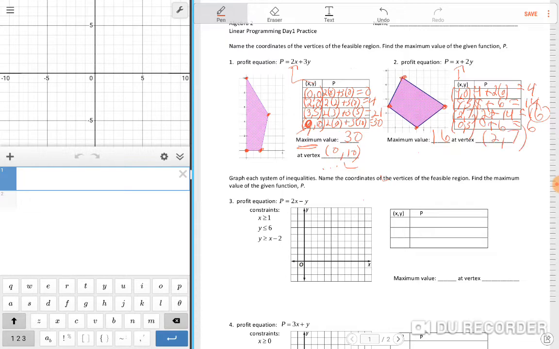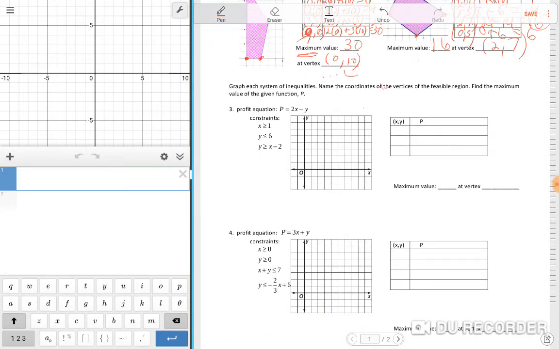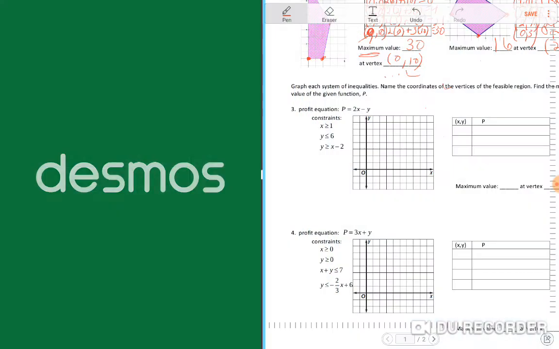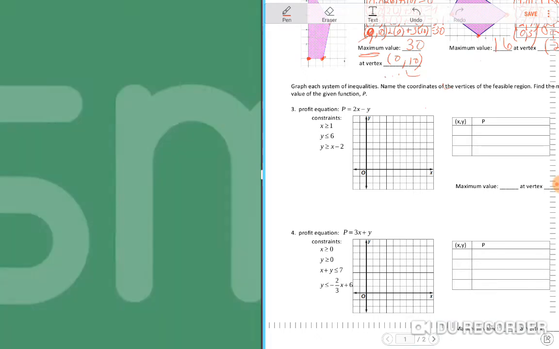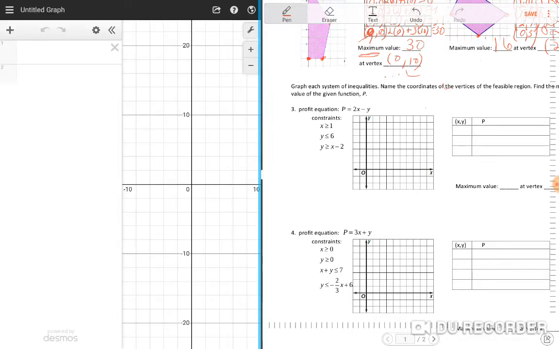Okay. Let's graph the inequalities and then name the coordinates of the vertices of the feasible region. Last week we worked on some review of how to graph linear inequalities. So in order to save time on this video, I have recruited my assistant Desmos to help us out here. They're going to do the graphing for us. It also makes it look prettier. My handwriting is not the best. So let's see what we got here.